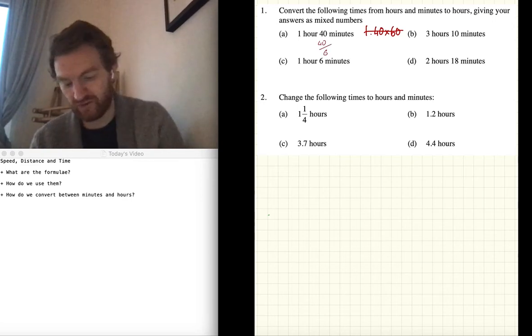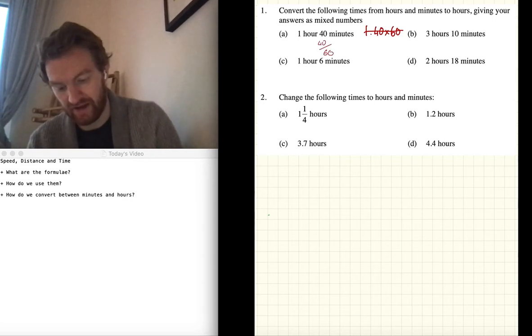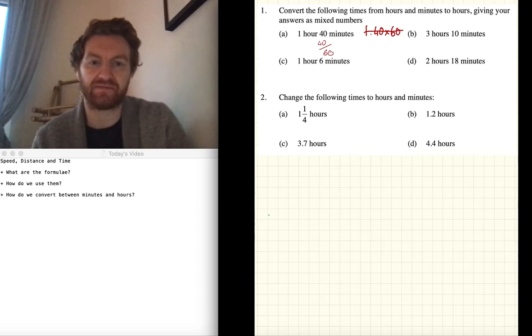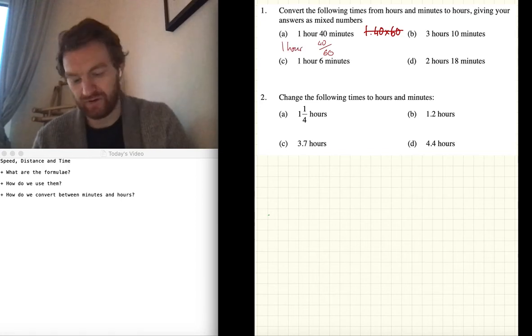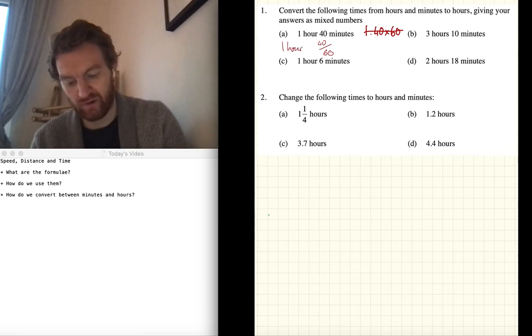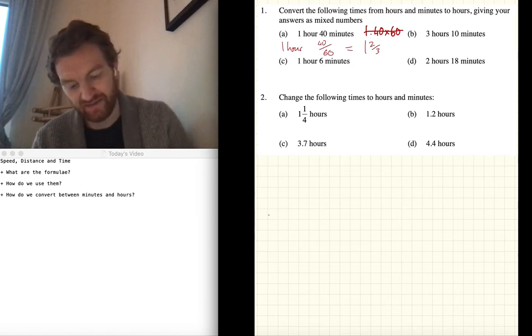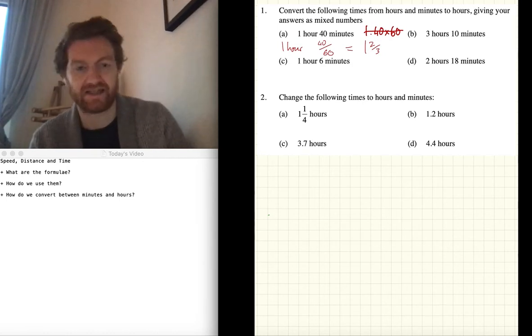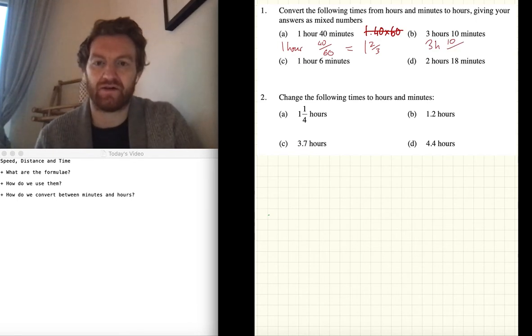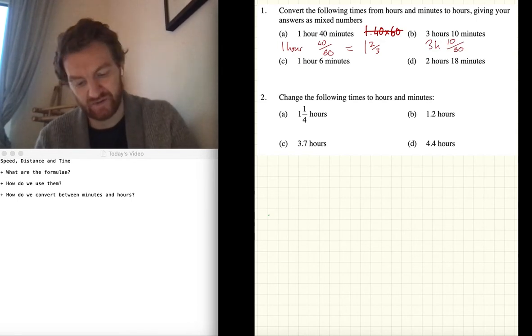So essentially you've got 1 hour and 40 minutes out of 60. And then once you've got 1 hour and 40 minutes out of 60, you can say it's 1 2/3, because 40 over 60 simplifies to 2/3. Similarly here, 3 hours comes down, but you've got 10 minutes out of 60 as a fraction. So you've got 3 and 10 over 60, which becomes 3 hours and a sixth.